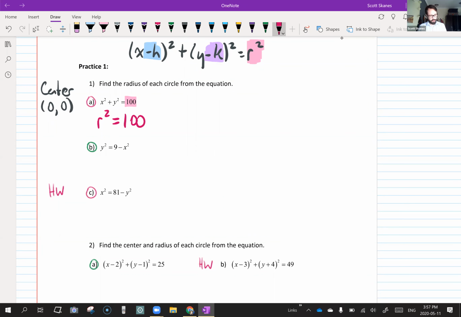Okay, let me move this over. r squared is 100, so what is r? Well, you square root it. What's the square root of 100? It's 10. I can do it in my head, I'm sure many of you can. If you can't, just stick it in a calculator.